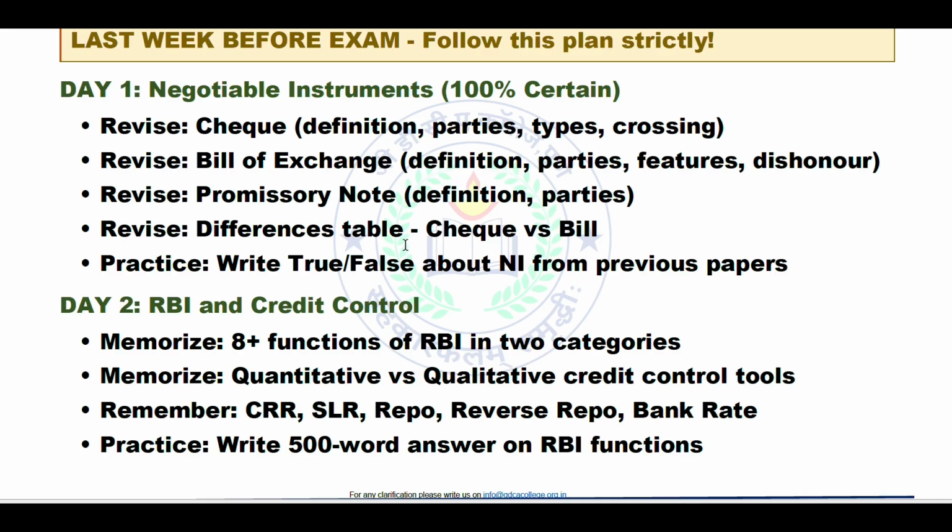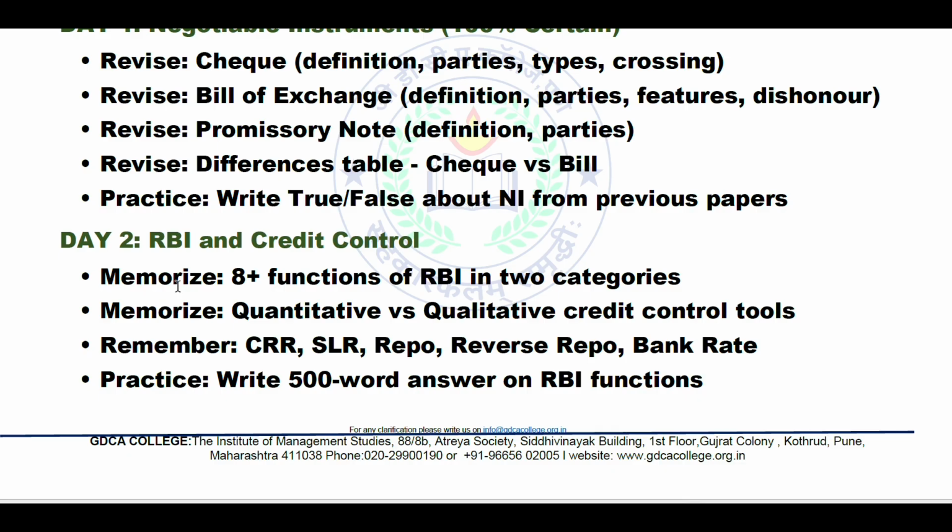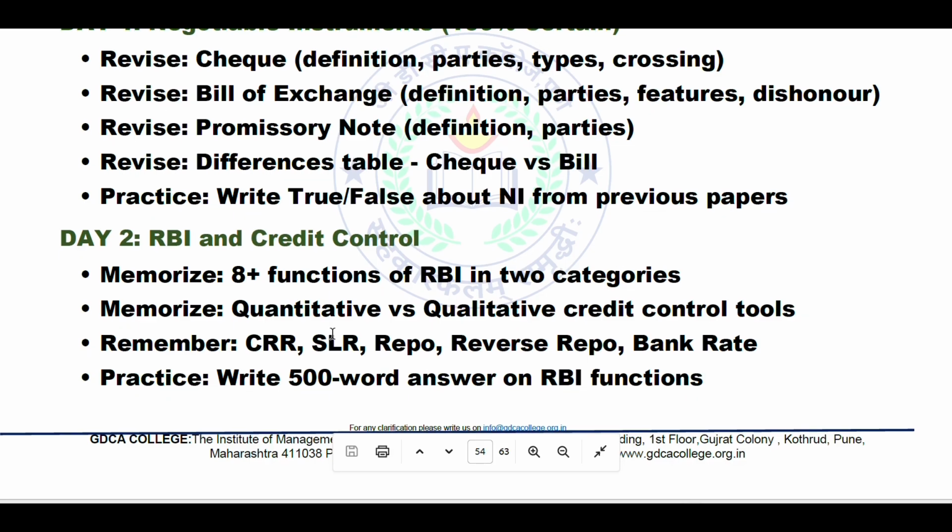On day two, RBI and credit controls. Memorize 8 functions of RBI in 2 categories. Memorize quantitative and qualitative credit control tools. Remember CRR, SLR, repo, reverse repo, and bank rate, and practice writing 500-word answers on RBI functions. This is very important. 100% this question will be there in the examination, 500 words about functions of RBI. You have to read and memorize it at any cost.